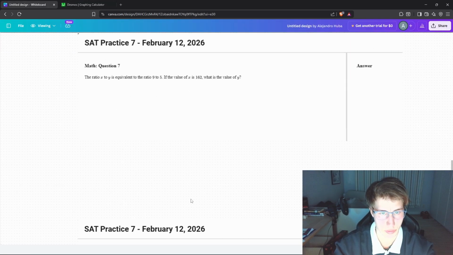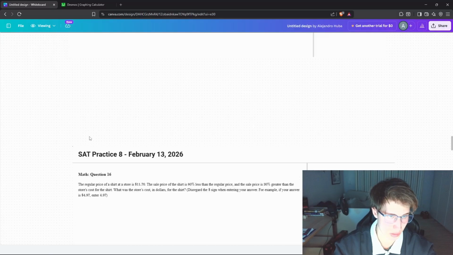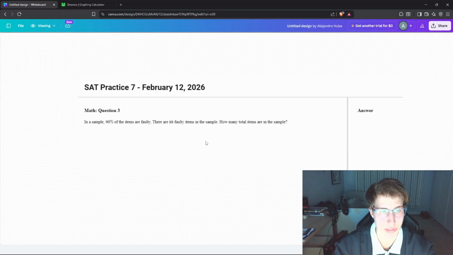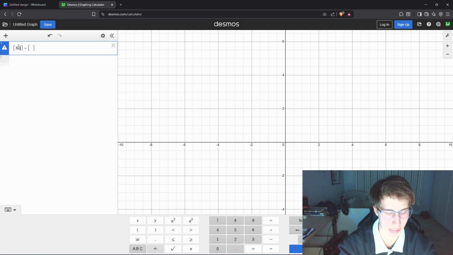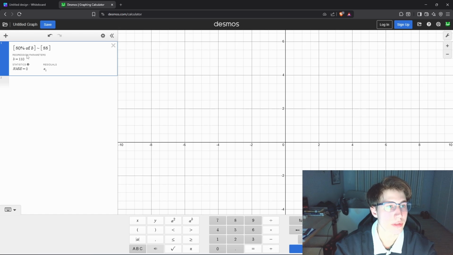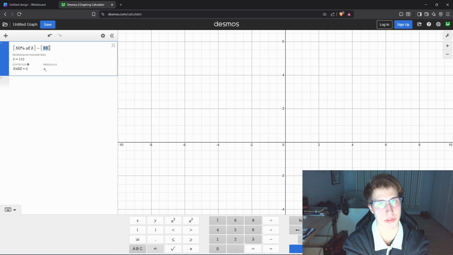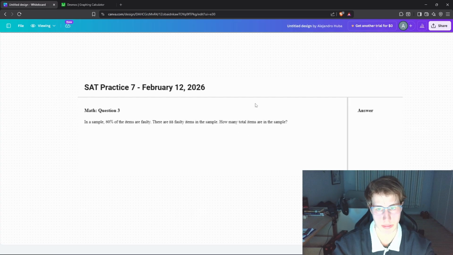So this was essentially the question that we did up here, just in a different style. Instead of telling you how many you originally have, it says how many faulty items are in the sample. So 80% of them are faulty, and there are 88 faulty items. So we can set up our two boxes, and we can do 80% of B is equal to 88. And in this case, 80% of B, in this case 110, is equal to 88. So Desmos is saying that the original number here is 110. So how many total items are in the sample? 110. And simple as that.